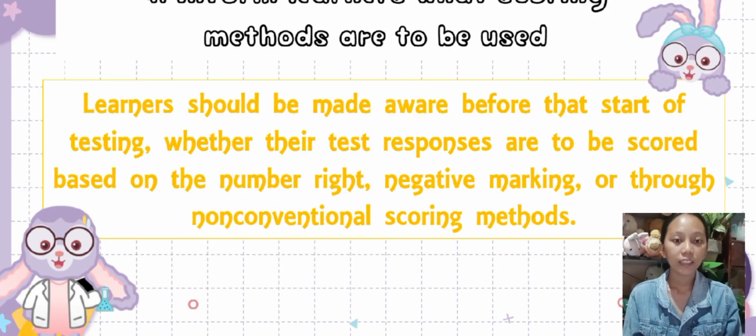The fourth guideline is inform learners what scoring methods are to be used. Learners should be made aware before the start of testing whether their test responses are to be scored based on the number right, negative marking, or through non-conventional scoring methods. As such, the learners will be guided on how to mark their responses during the test. Such instructions should be followed and applied consistently to every learner in the same class or other learners in the same course but different classes.